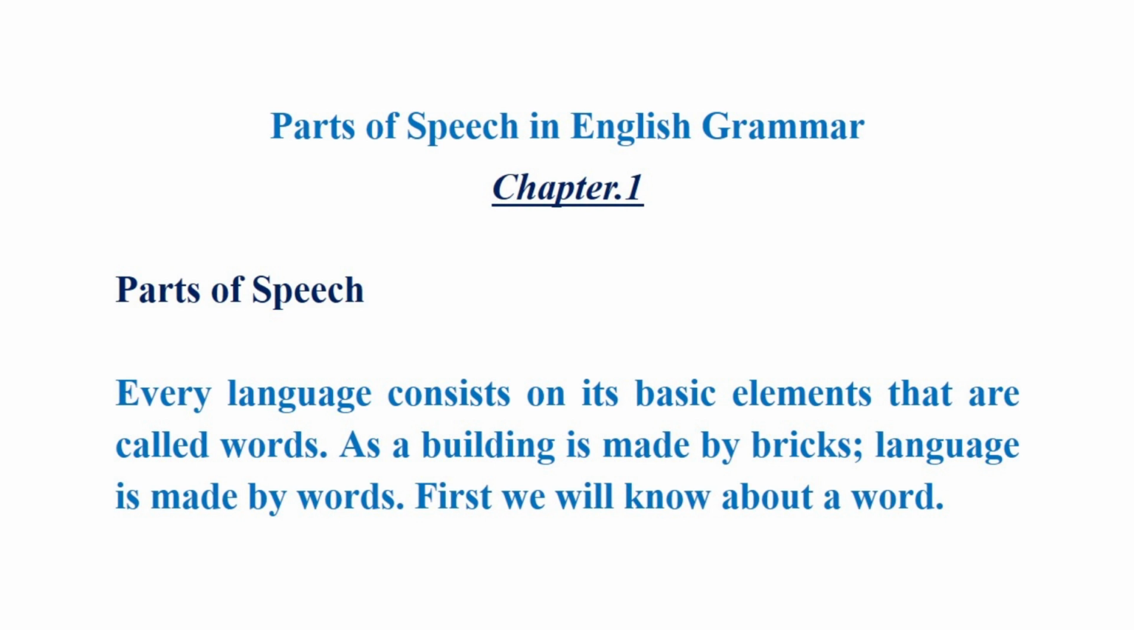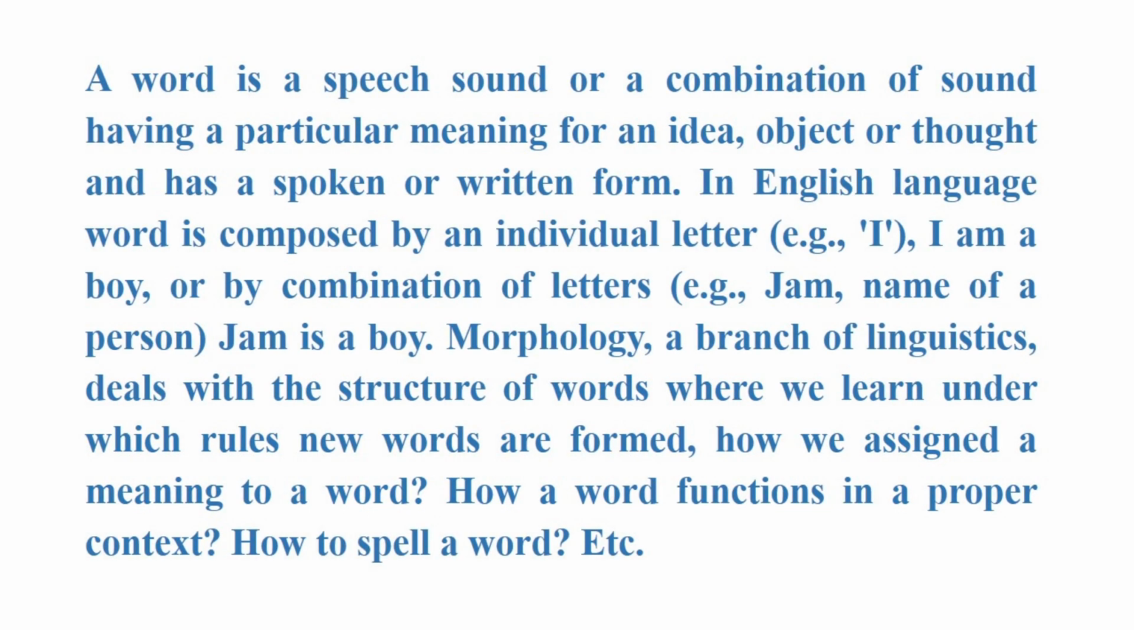First we will know about a word. A word is a speech sound or a combination of sounds having a particular meaning for an idea, object or thought, and has a spoken or written form. In the English language, a word is composed of an individual letter, e.g., I am a boy, or by a combination of letters, e.g., Jam, the name of a person. Jam is a boy.